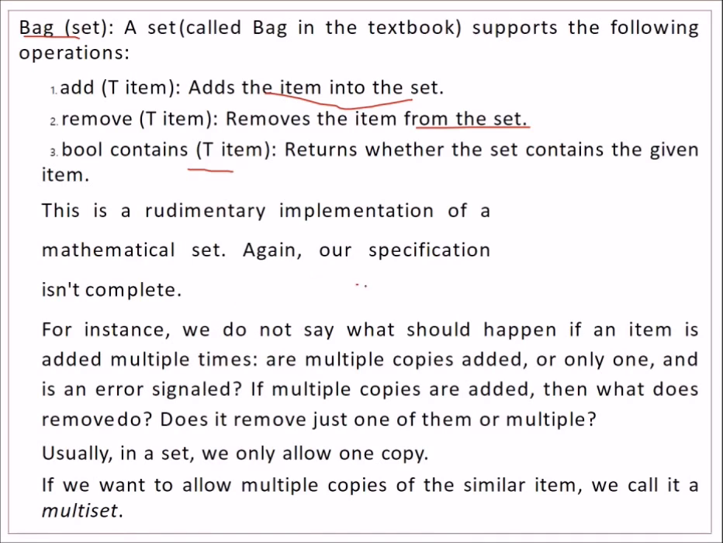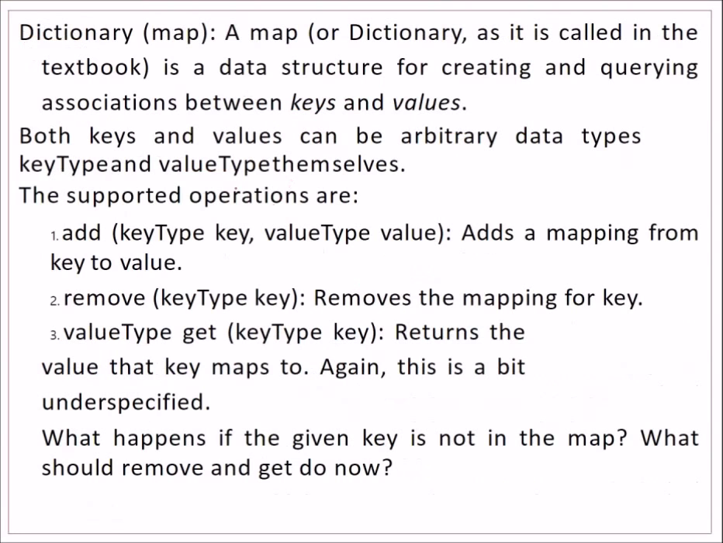For instance, in our specification, we do not say what should happen if an item is added multiple times. In a set, if we have multiple additions, what is the action we need to take? Are multiple copies added, or only one, and is an error signaled? If multiple copies are added, then what does remove do? Does it remove just one of them or multiple? So if we only allow one copy, that is a set. If we want to allow multiple copies of the similar item, then we will call it not a set or a bag, but a multi-bag or multi-set.